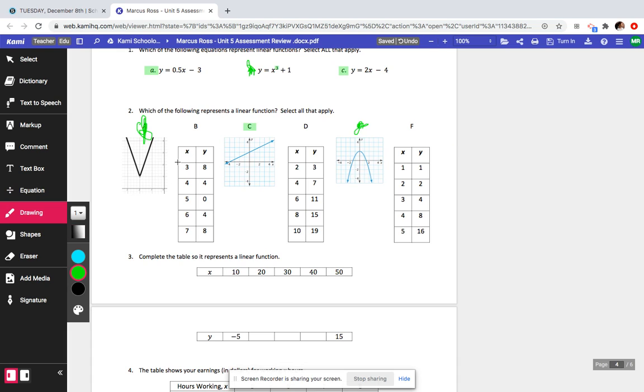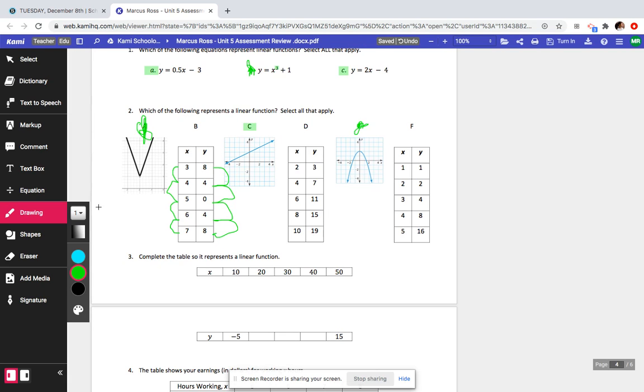Well, remember that tables, we are looking at constant rates of change. They both have to change at a constant rate, adding or subtracting. So 3 to 4 is changing by 1. 4 to 5 is changing by 1. 5 to 6 is changing by 1. And 6 to 7 is changing by 1. So our x's work. Let's check our y's. 8 to 4 is changing by 4, 4 to 0 is changing by 4, but then we go back up. So it's not a constant rate of adding or subtracting.